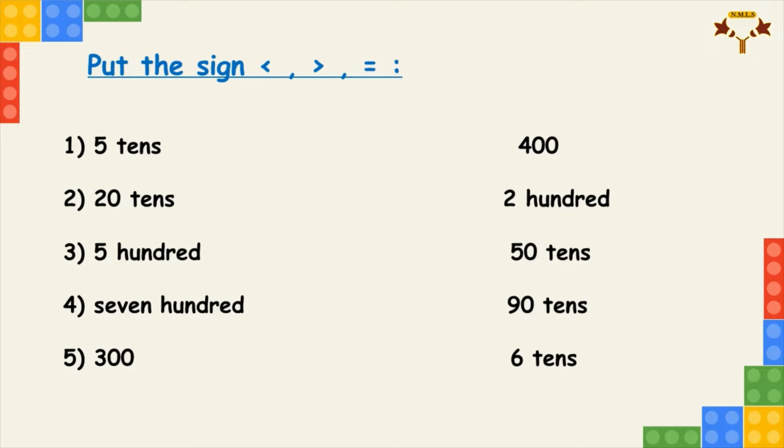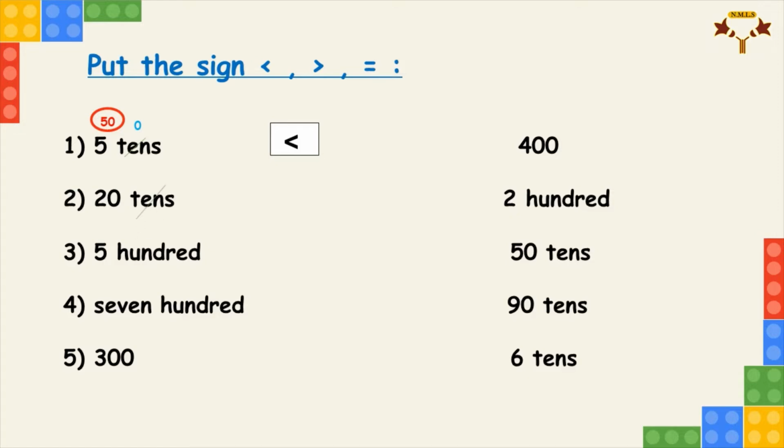First here I have 5 tens. I will cancel tens and put up 0. So here the number I have is 50, and on the other side I have 400. So for sure, which is bigger? The alligator will eat 400. Excellent. Question number 2, I have here 20 tens.